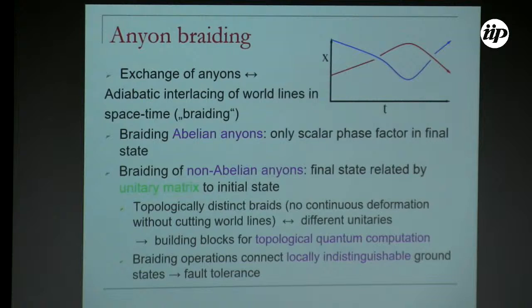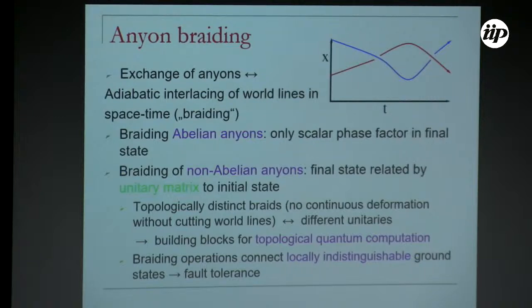So consider particles that have neither fermionic nor bosonic statistics. Under an exchange, they just have a scalar phase factor different from plus or minus 1. These are the so-called Abelian anyons, or the non-Abelian anyons, which are more complicated, where the initial state and the final state are connected through a unitary matrix.